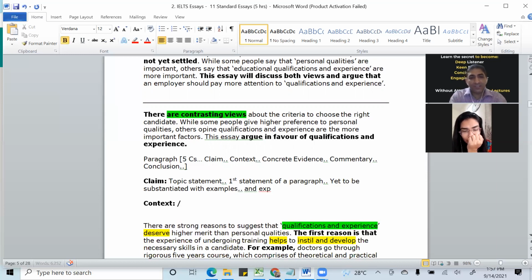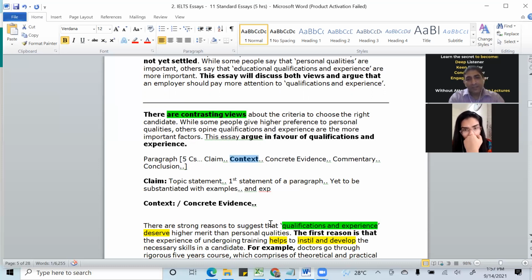So sometimes context and concrete evidence go together, जैसे यहाँ पे हो रहा है ना, देख रहे हो आप, सीधे सीधे वो एग्जाम्पल भी उतर आया, क्योंकि फर्स्ट स्टेटमेंट में क्लेम के साथ में थोड़ा बहुत कॉन्टेक्स्ट हम इंट्रोडक्शन में बना चुके हैं, so you don't have to go for creating a context separately.